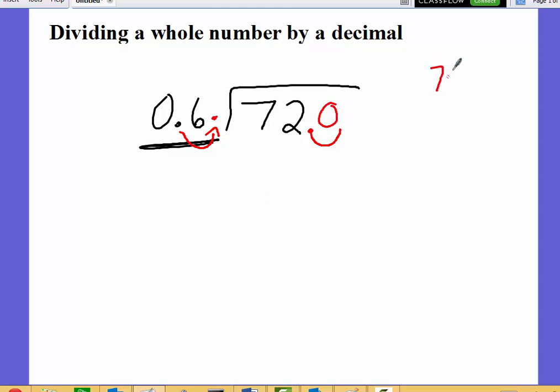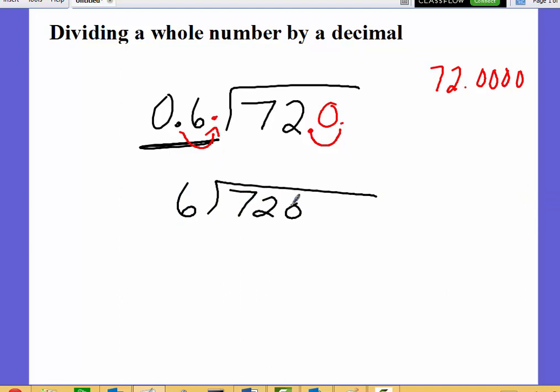Remember, whenever we have a whole number or a decimal, we can add as many zeros as we want at the end, and it's still the same number. This is still the same as 72. So I'm going to take that decimal and move it one time over. Now I'm going to rewrite my problem. So I have 6, my decimal got moved over one spot, divided by 720. If you don't believe that these will give you the same answers, you can check with a calculator as well. What we did is we multiplied this by 10, and we multiplied this by 10. So it's just like with the equations. If you do something to the left, you must do it to the right. Now we're ready to begin.